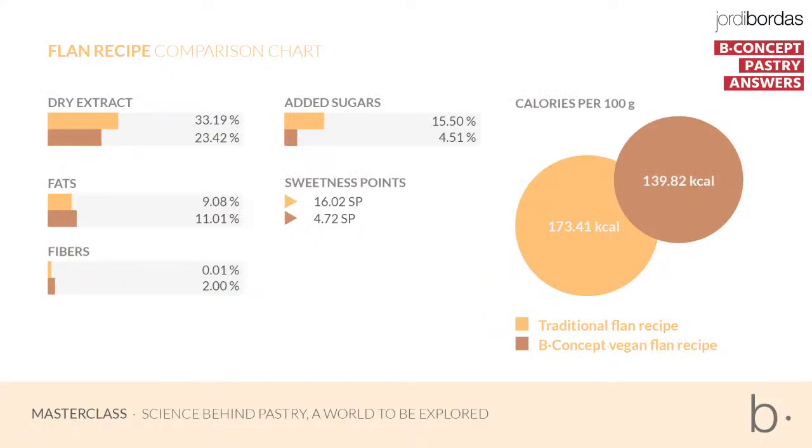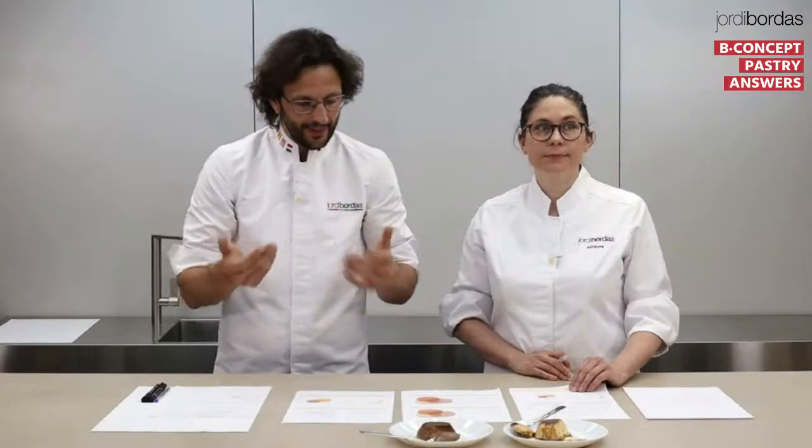That means that it's not a high percentage of dry extract, but we can say that the less dry extract we have, the easier the digestion process is when we eat something. Then we have the B-concept recipe that has 23% of dry extract, easier to digest.